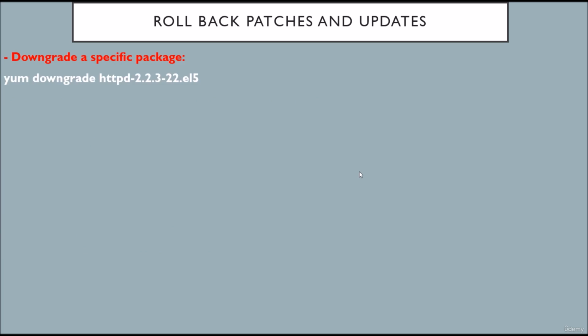Next we'll cover downgrading a specific package. Let's say your whole system upgraded and one of the packages got upgraded as well. And then later on you found out that this is the package that did not need to be upgraded. In that case, you can run the yum downgrade command and mention the software name which you need to downgrade.